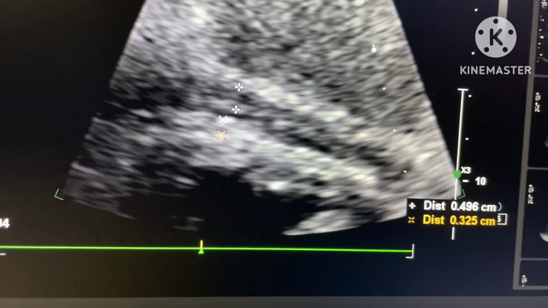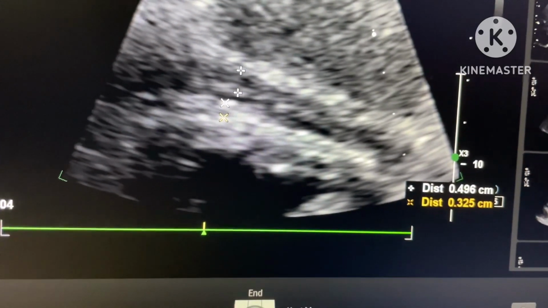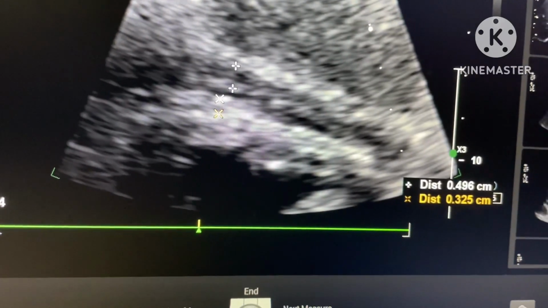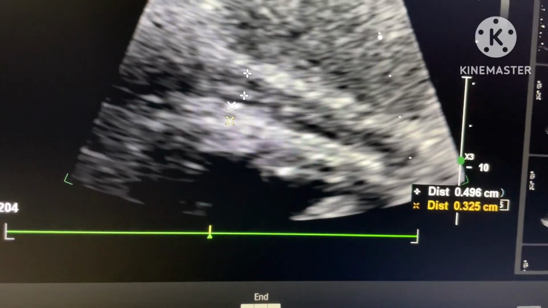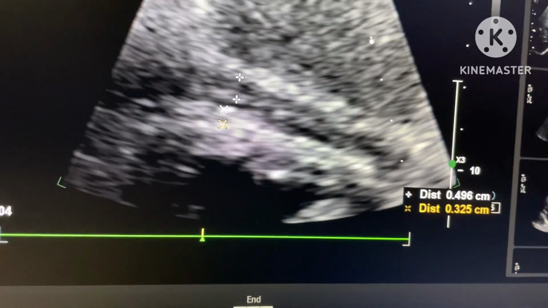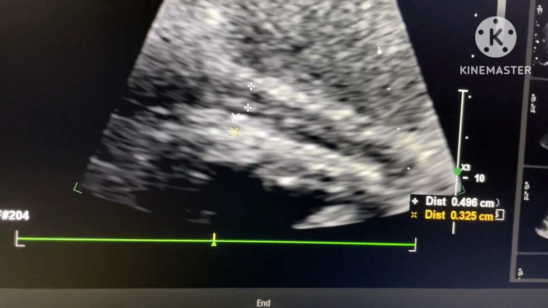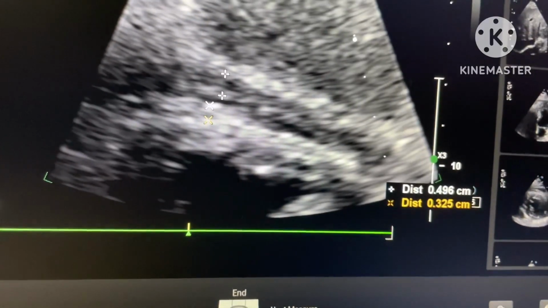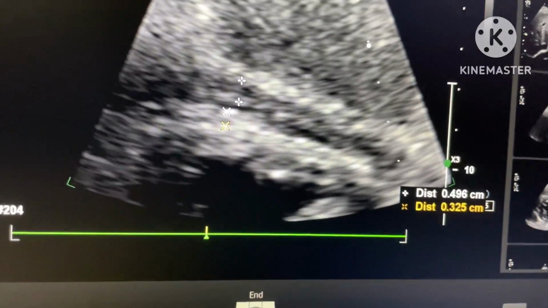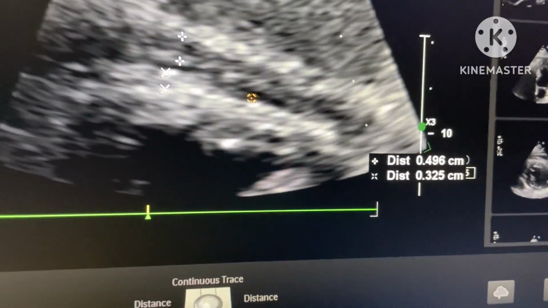The IVS has paradoxical motion. The IVC is dilated with less respiratory variation. So this case is likely to be constrictive pericarditis. There is a little bit of pericardial effusion there, so effusive constrictive pericarditis. Well, the effusion is very minimal. You can see this is very minimal effusion. This is very minimal effusion.